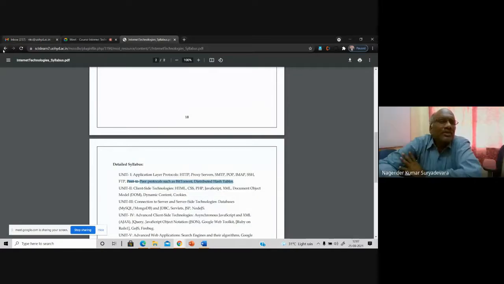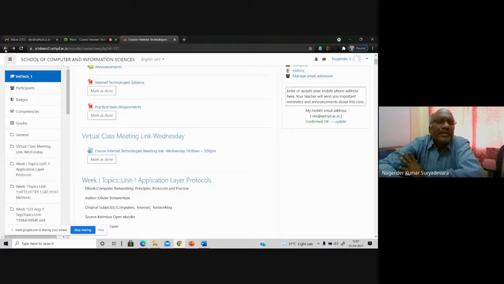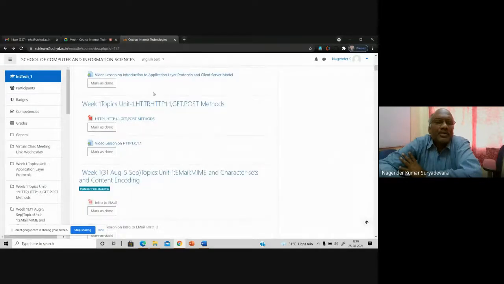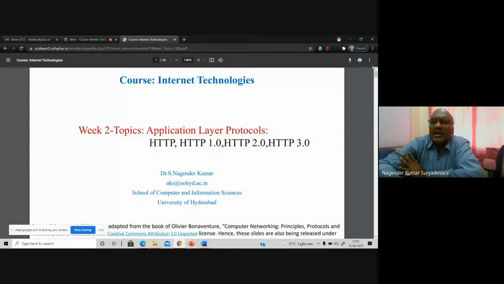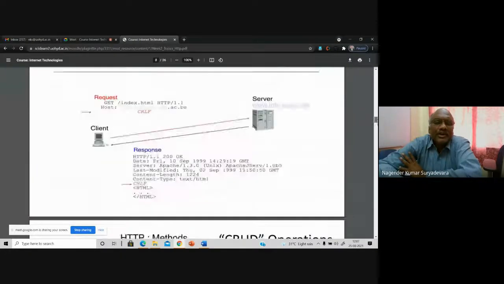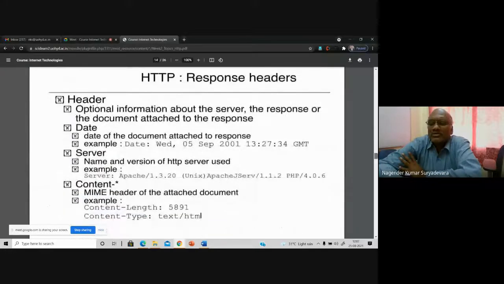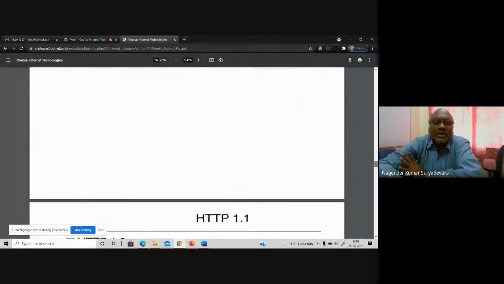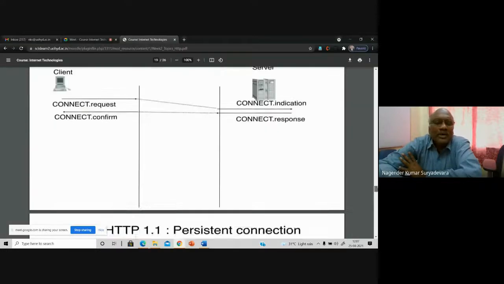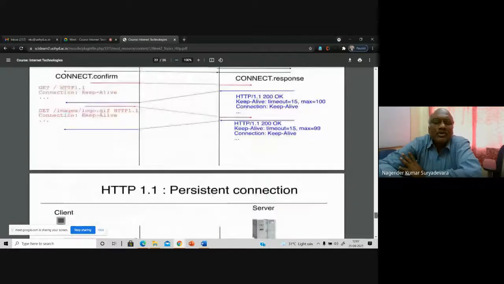So let me go through this. The first protocol of the application layer is Hypertext Transfer Protocol. Both materials are here: I have put the slides as well as the video lesson. I give you 20 minutes. Now the time is 12:05, so I give you time up to 12:25. Please go through this material first.